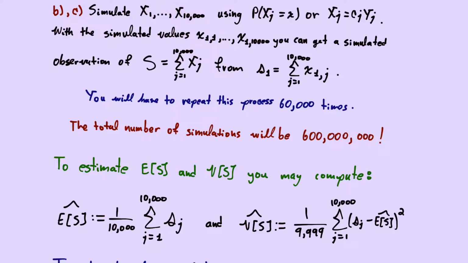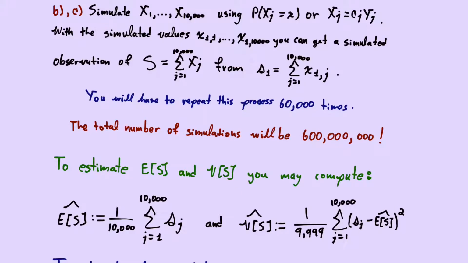Once you are able to simulate these 10,000 random variables one time each, you have to use the simulated values that we call, for example, x1,1 to x1,10,000. The first number is because this is the first simulation of these random variables that we will make, and the second number is associated with the number of the policy. So we will get 10,000 values, and with these you can get a simulated observation of the random variable X. Remember, the random variable X is the sum of these 10,000 random variables.